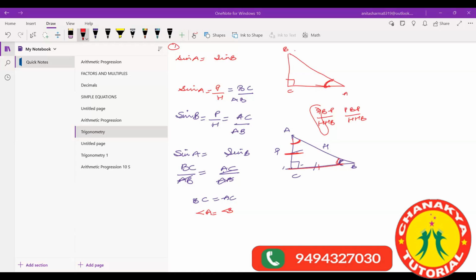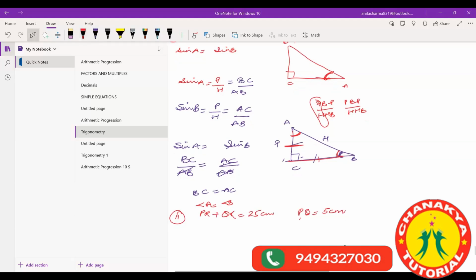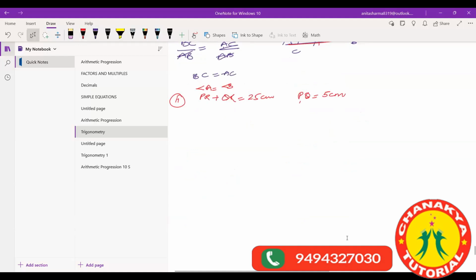Next question is, in a triangle PQR, right angle at Q, PR plus QR is 25 and PQ is 5 centimeter. So now, make the triangle first of all. I have already told you that in each and every question of trigonometry, you have to make a right angle triangle. So PQR, because right angle at Q.